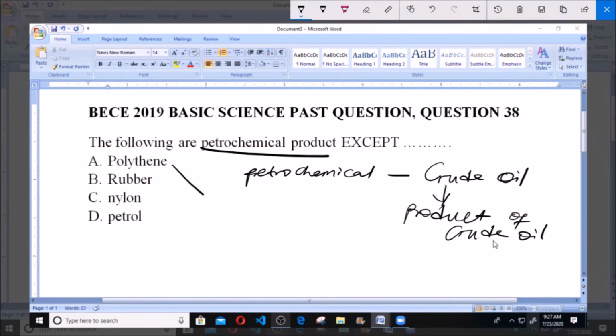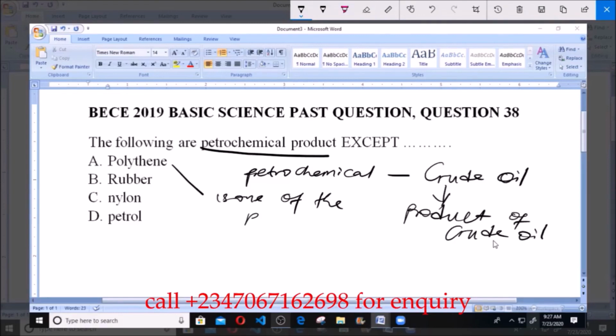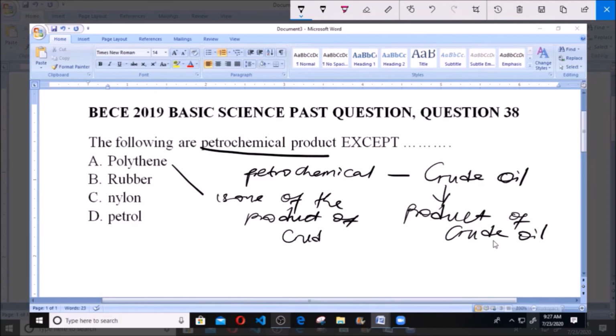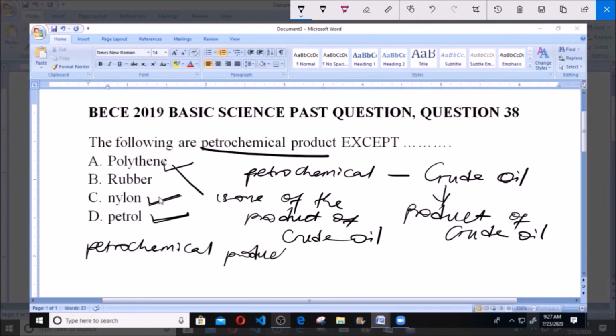Now A says polythene. Polythene is one of the products of crude oil. Likewise nylon and petrol. Once crude oil undergoes this process, you get different products. Polythene is one of the products, nylon is one of the products, and petrol is one of the products. So we refer to them as petrochemical products. We call them petrochemical products because they are gotten from crude oil.